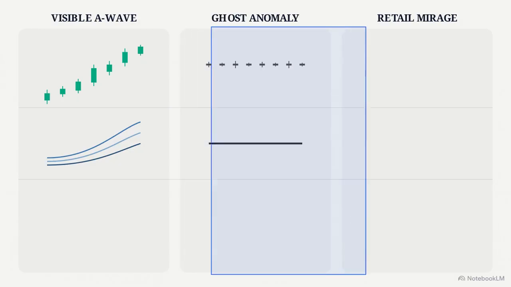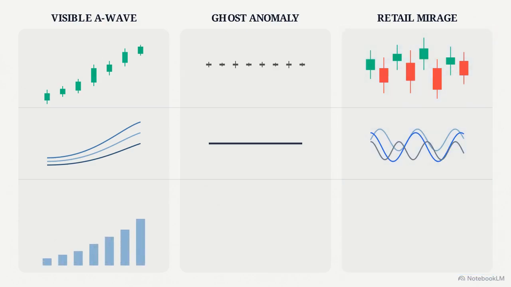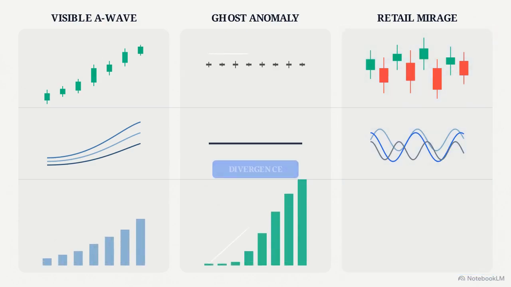Contrast this with the retail mirage. The mirage prints wide, overlapping bars and erratic ribbon loops, lacking true compression. The critical differentiator is internal momentum. The ghost triggers explosive volume divergence, while the mirage simply decays into a flat baseline.